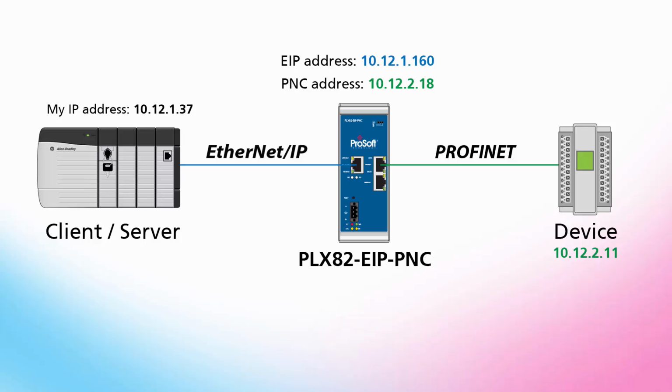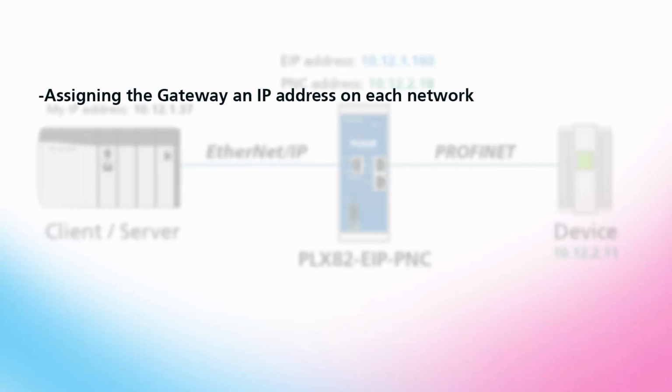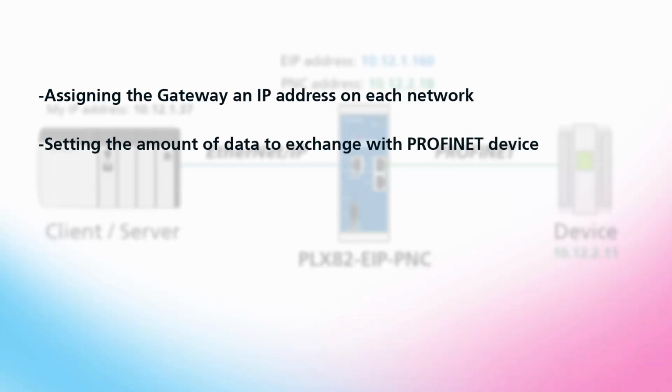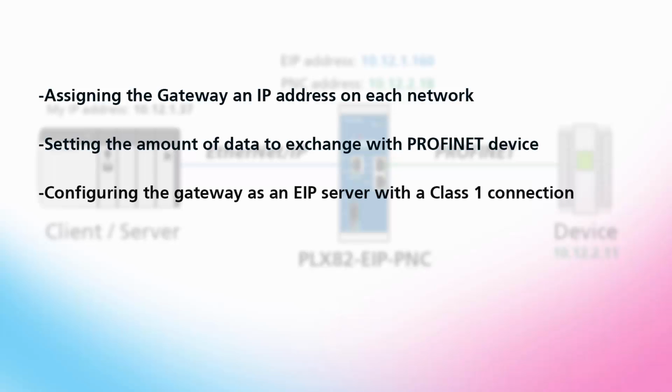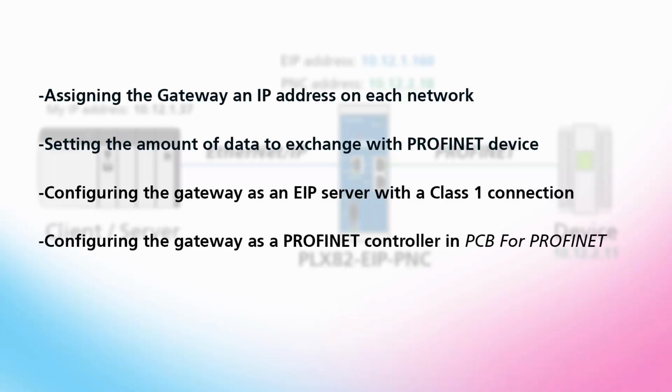Here are the IP addresses of the devices that we'll be communicating with. This video will cover assigning the gateway an IP address on each network, setting up the amount of data to exchange with the PROFINET device, configuring the gateway as an EIP server with a Class 1 connection, and configuring the gateway as a PROFINET controller in ProSoft Configuration Builder for PROFINET.